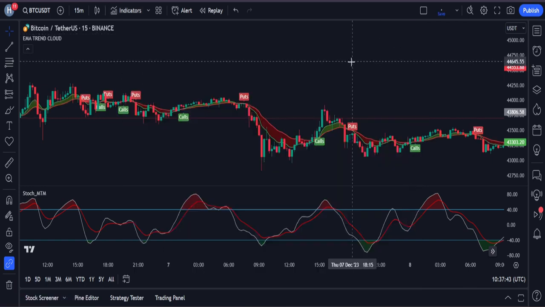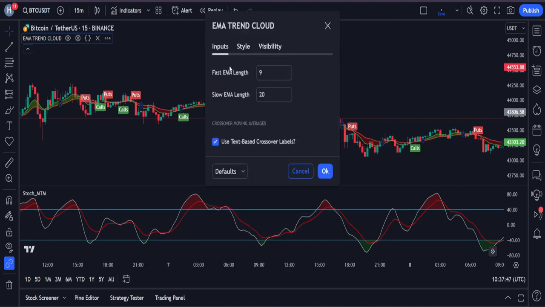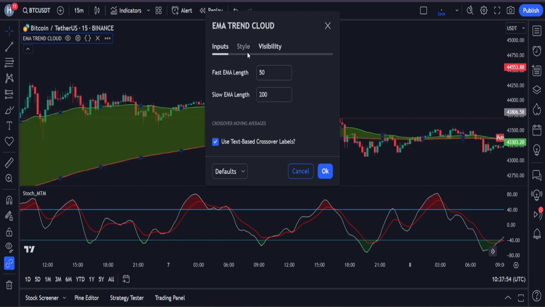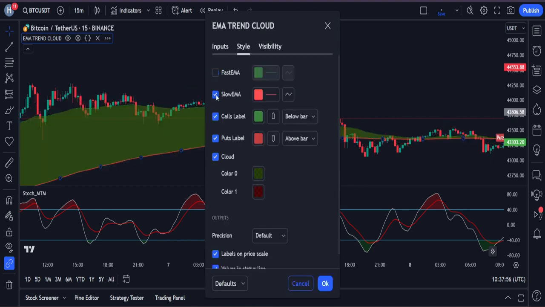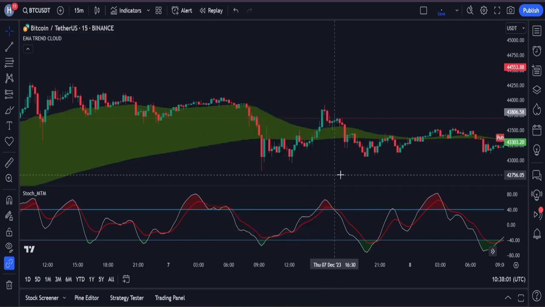Let's access the Settings panel on the Inputs tab and change the Fast EMA length to 50, and then change the Slow EMA length to 200. After that, we will head over to the Style tab and uncheck the Fast EMA and Slow EMA checkboxes. Now let's go through the complete rules for entering a buy and sell trade using this strategy.